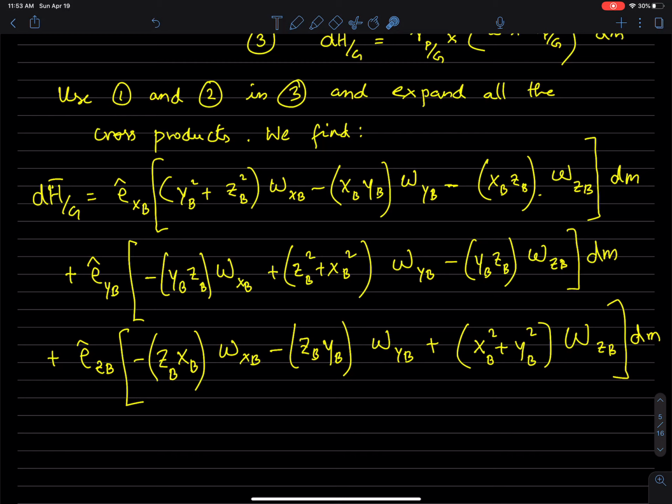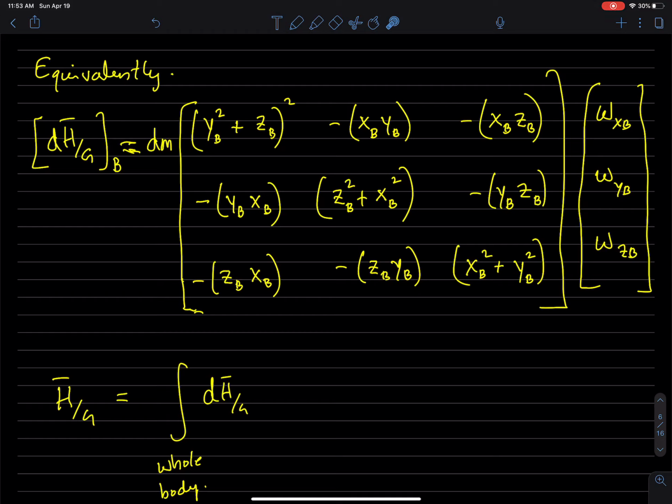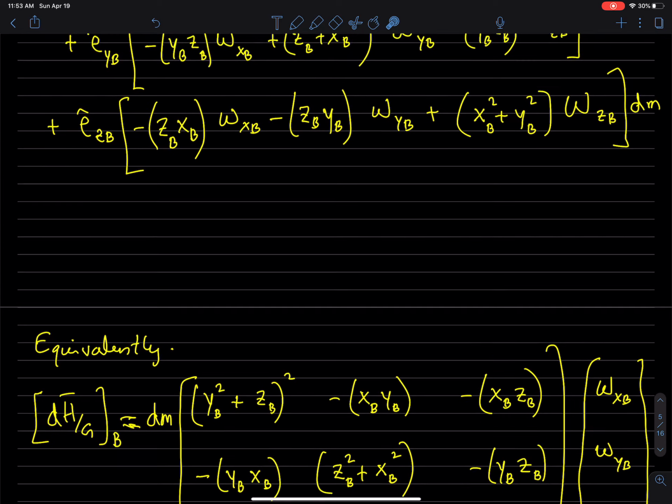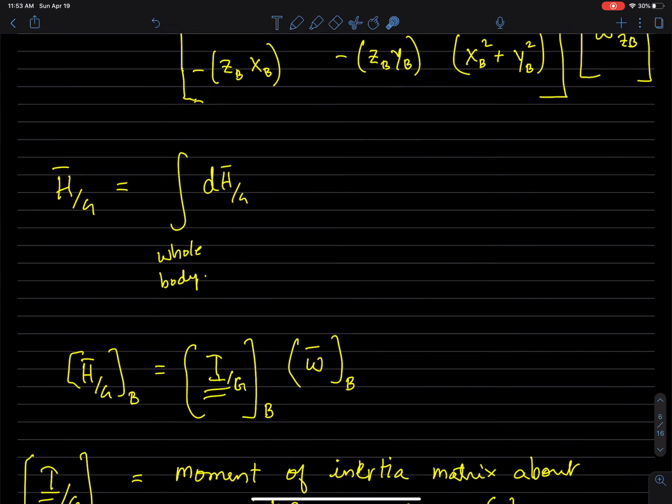And the second thing we want you to notice is that this expression is linear in omega xb, omega yb, omega zb. Because it's linear, we can write it in matrix form: a matrix of coefficients times omega xb, omega yb, omega zb, times dm. That's the representation of this vector in frame B. I've dropped the exb, eyb, ezb and just decided to write it as a matrix.